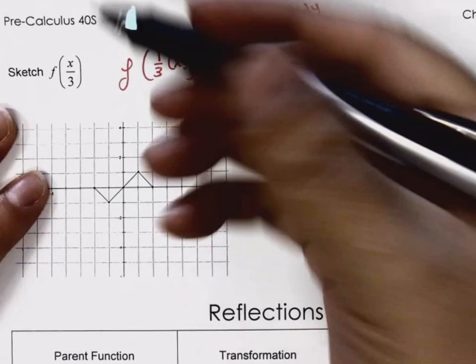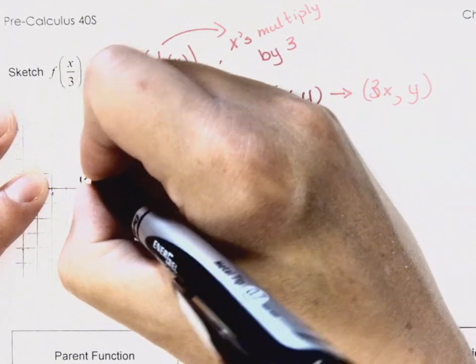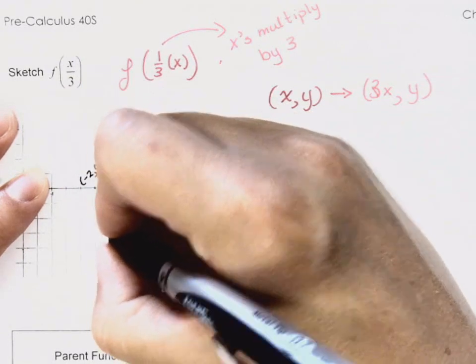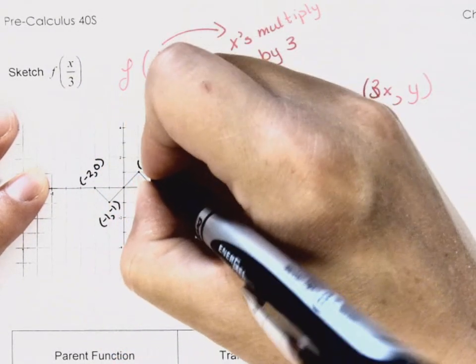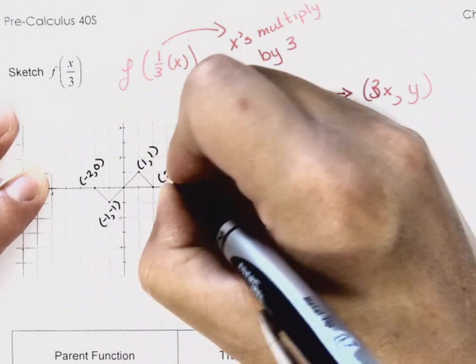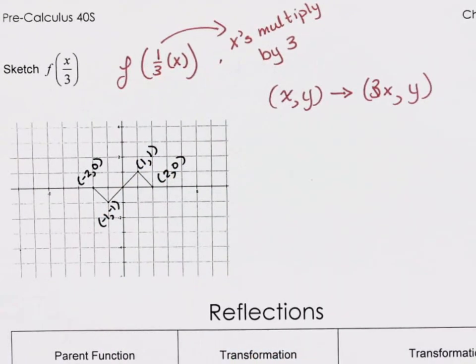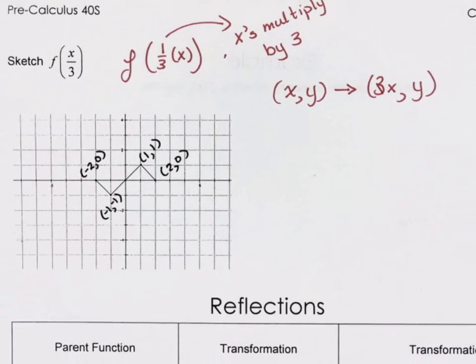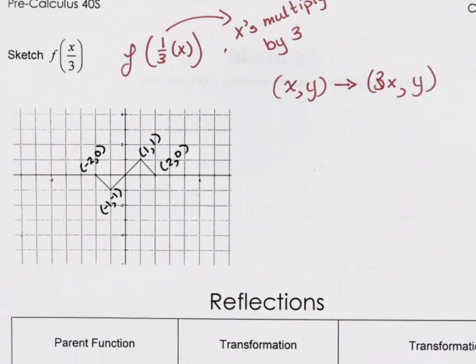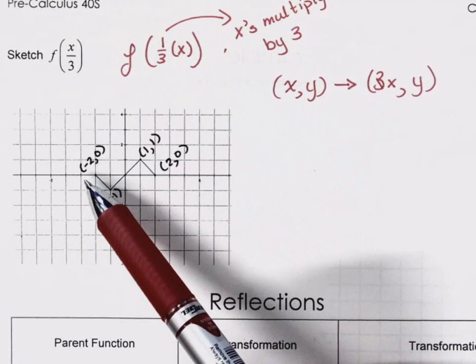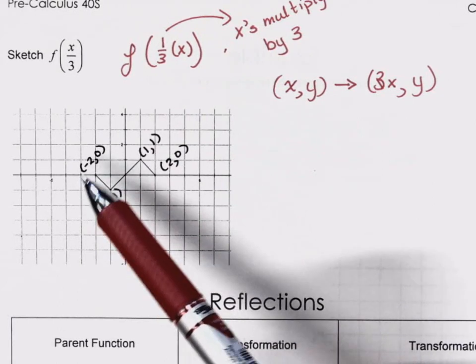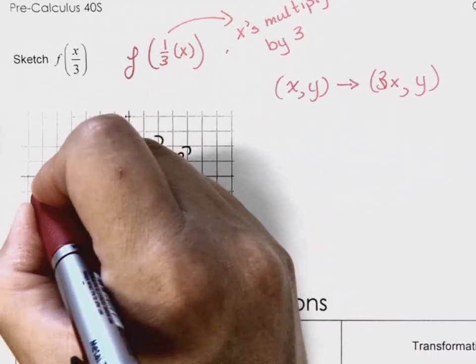All right. So we have (-2, 0), (-1, -1), (0, 0), (1, 1), and (2, 0). Okay, those are my original points, just like on the last graph. Where's this point going? -6 and 0.